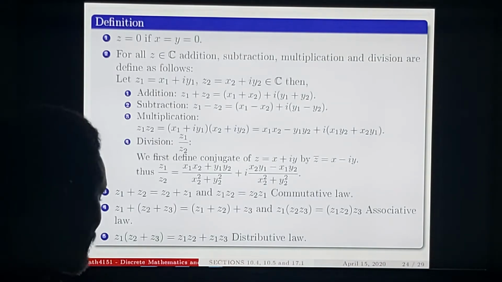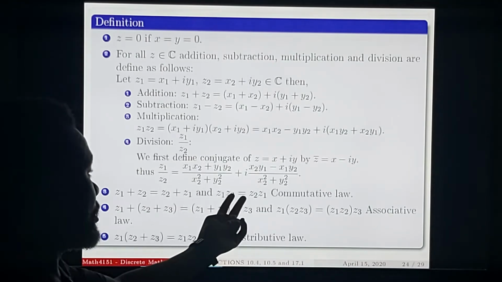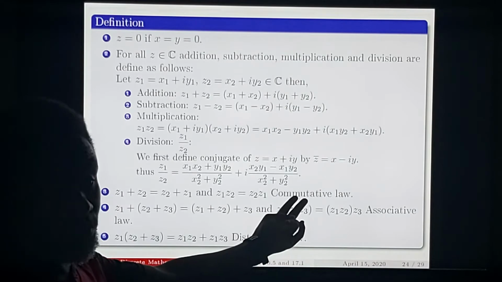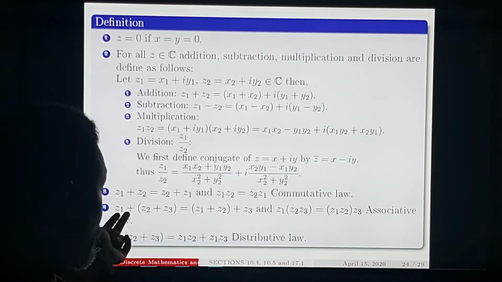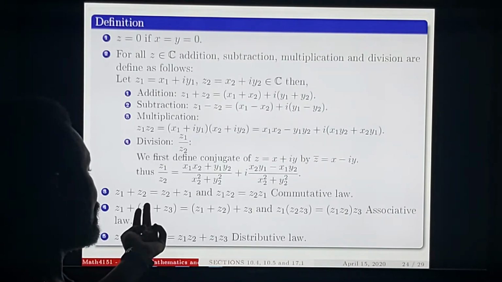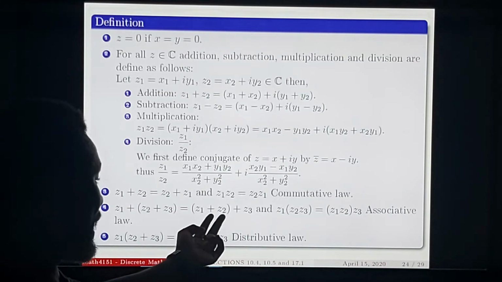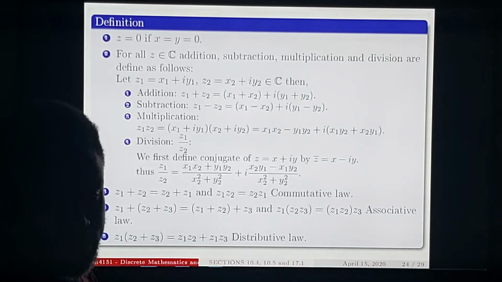Then the last three: the commutative law just talks about order for any two numbers, whether you are adding or multiplying, it doesn't matter. It's called commutative law. And when you have any three complex numbers, z1, z2, z3, the order for them, whether you're adding or multiplying, doesn't change. It's called associative law.